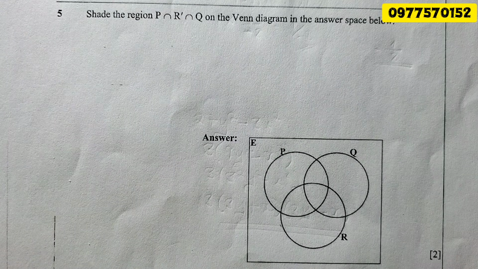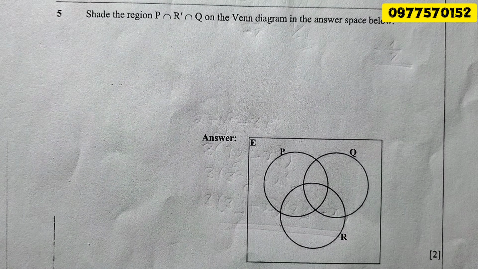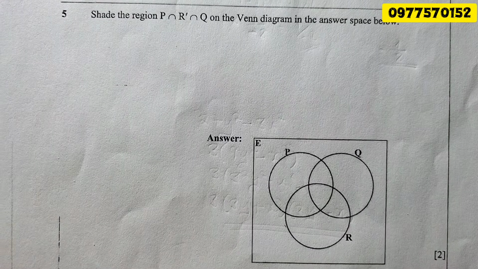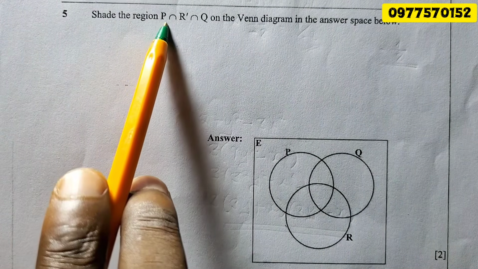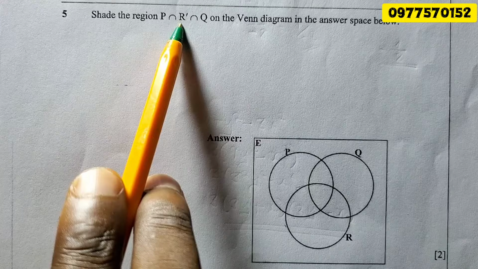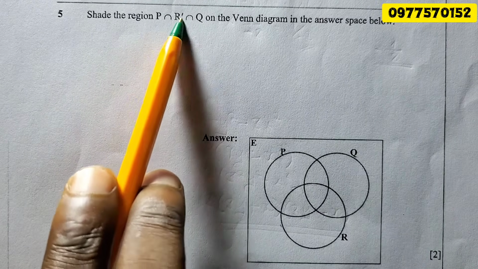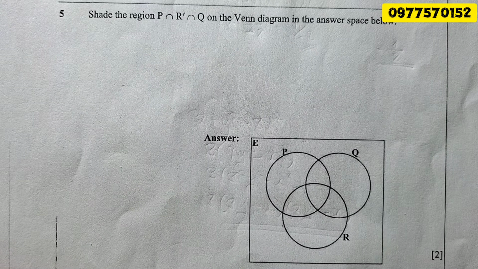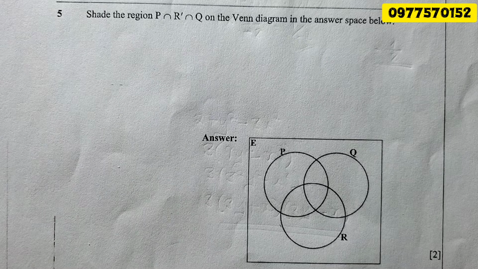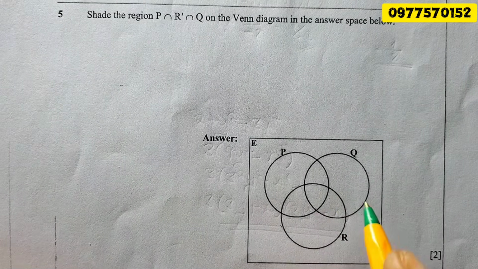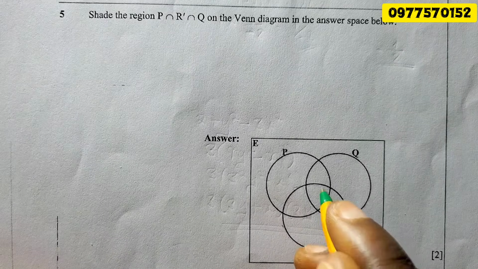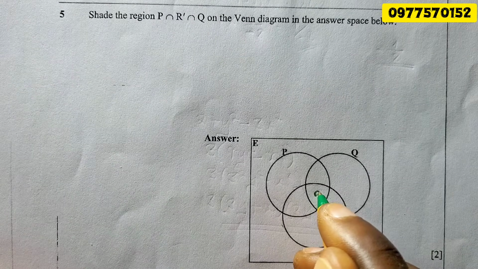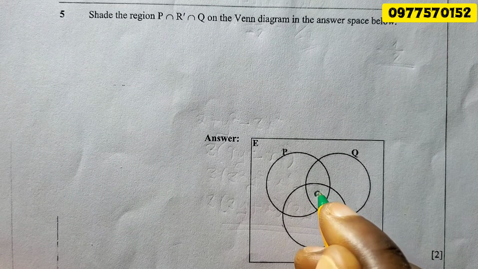Okay, so this is question 5. Look at this nicely. So these are areas that we have when you're given to shade like this one. You're given to shade P intersect Q, P intersect R complement intersect Q. This is very, very simple. Okay? How? Let's look at this. Let's use place values. I mean, let's put variables A.